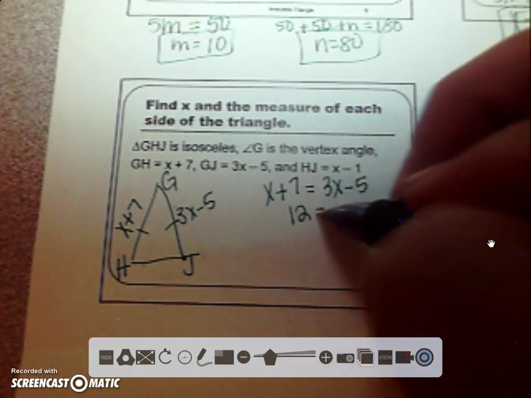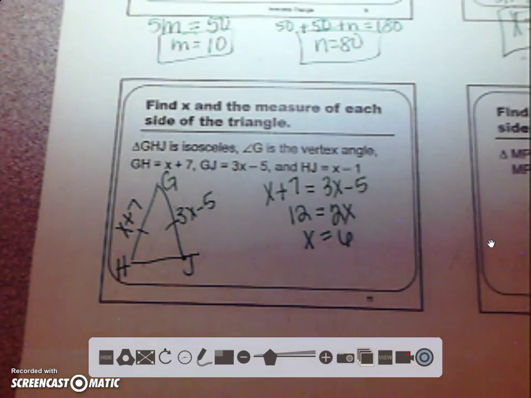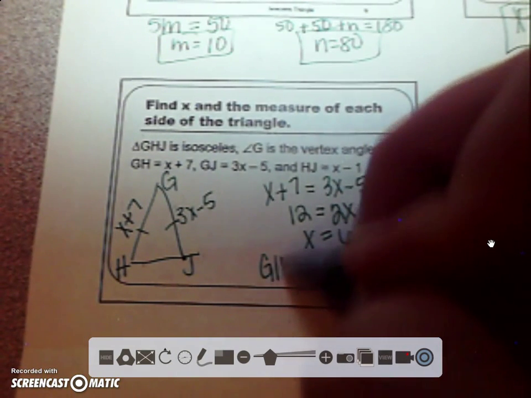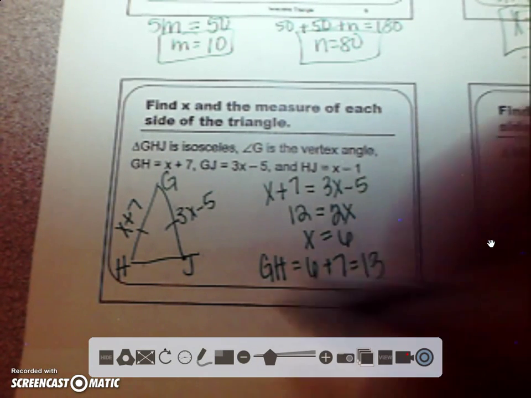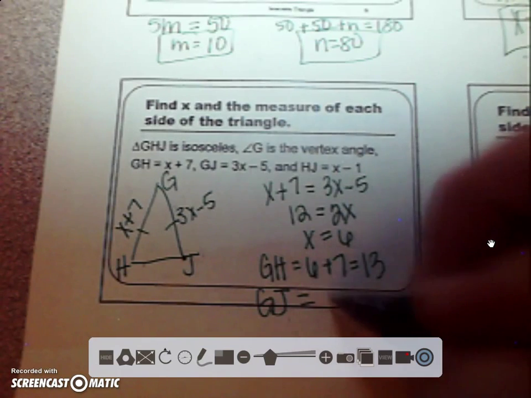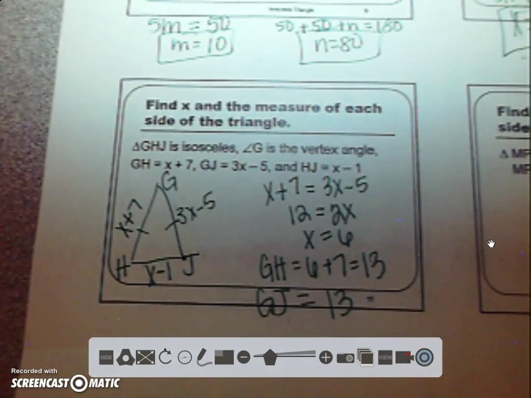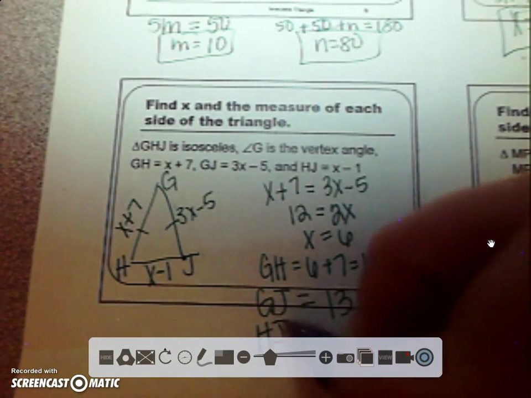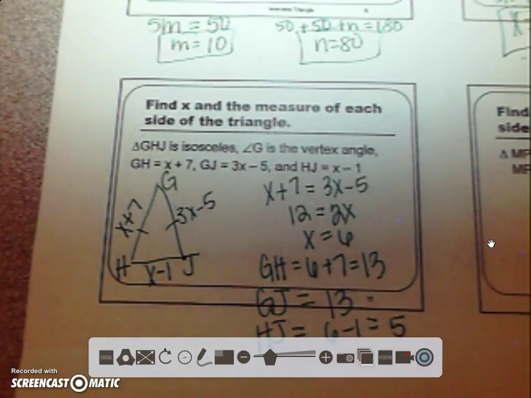That makes 12 equal to 2x, and then x is equal to 6. So GH is equal to 6 plus 7, which is 13. GJ is the same length, so it's 13. And then HJ was equal to x minus 1. So then we are going to take 6 minus 1, and that's equal to 5.